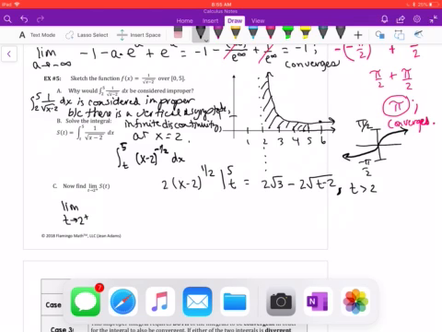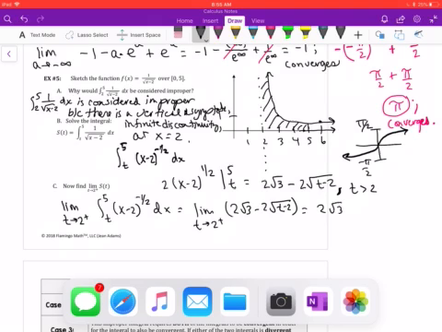And this would be the integral from t to 5, x minus 2 to the negative 1/2 dx. And we already solved that one. Limit as t approaches 2 from the right. We said that this was 2 times the square root of 3 minus 2 times the square root of t minus 2.